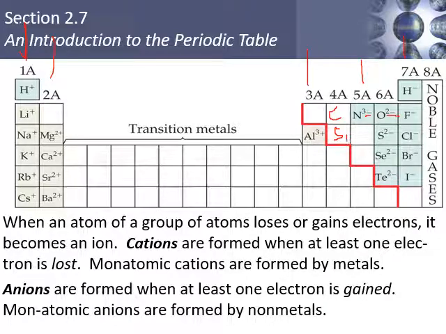Sorry, let me go back over and make a correction. Everything in the 7th column is going to have 7 electrons in its valence shell. And it wants 8, so it will take 1 more, which will give it a -1 charge. Let's go to the next slide.